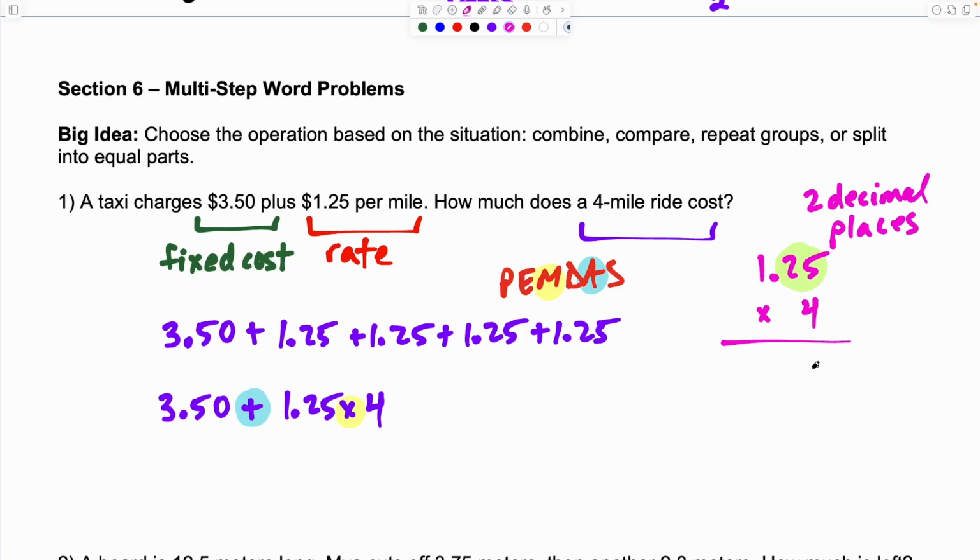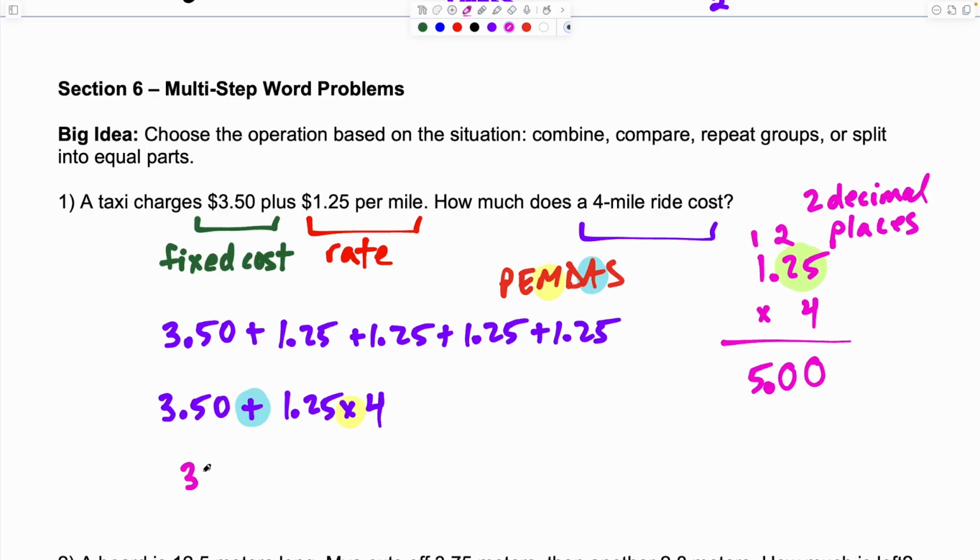So 4 times 5 is 20. We put a 0, carry the 2. 4 times 2 is 8. 8 plus 2 is 10. So we put a 0, carry the 1. 4 times 1 is 4, plus 1 is 5. And we're going to pay back, once again, 2 decimal places. So we have 500, but we're going to move this to the left 1, 2, and that's going to give us 5. So that's the product of 1.25 and 4. We're going to get 5.